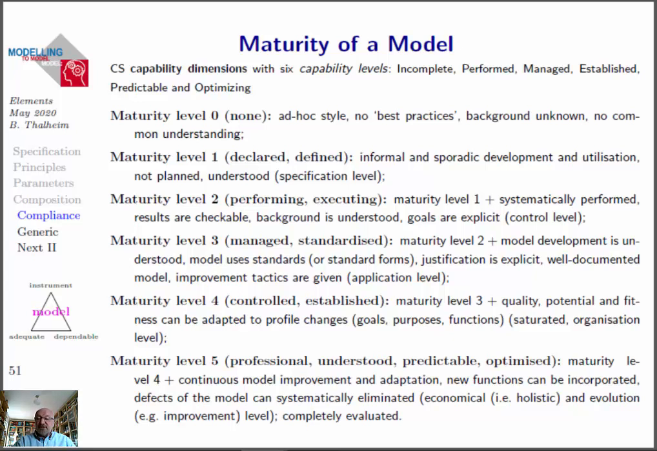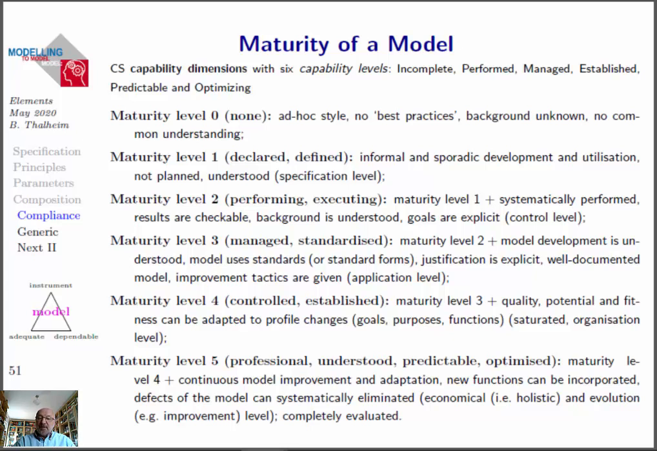Maturity level 5 is the highest level, and it means that the model can be improved and adapted without any problems. New functions, new application scenarios can be incorporated, and whenever we feel that the model does not do what we want, it can be easily improved, we can eliminate the mistakes or the flaws, and then we have some kind of evolution support. This would give some kind of evaluation framework.